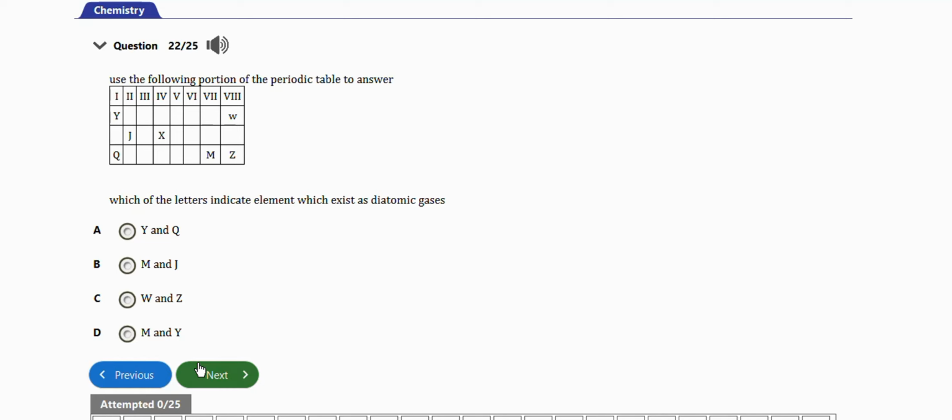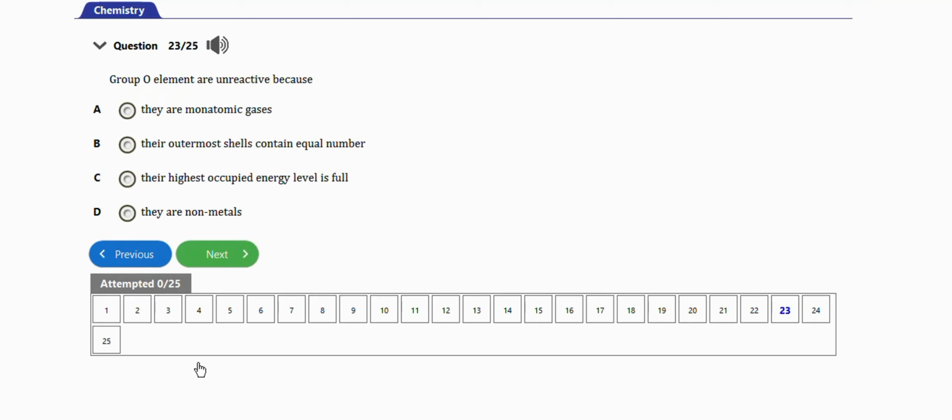And the next subtopic question is this one. It says group 0 elements are unreactive because they are monatomic gases. Their outer shells contain equal number. No. Their highest occupied energy level is full. They are non-metals. The right option is option C. The highest occupied energy level is full. The next question will be this one.